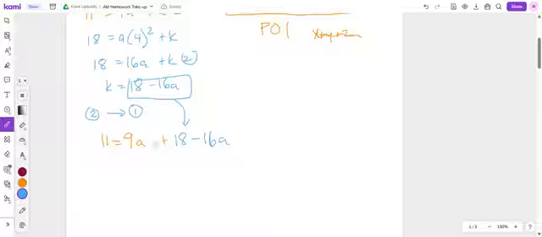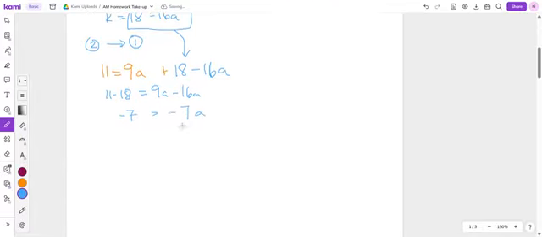Yeah. So bring the 18 to the other side. I have 11 minus 18. On this side, I have 9a minus 16a. So this is going to be negative 7. This is going to be negative 7a. Divide both sides by negative 7. What is a equal to? 1.